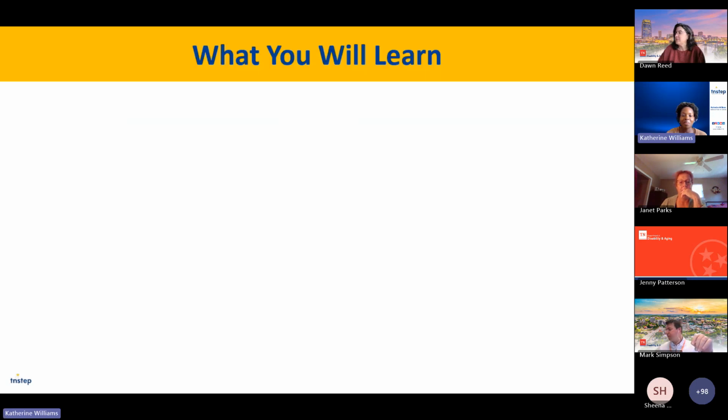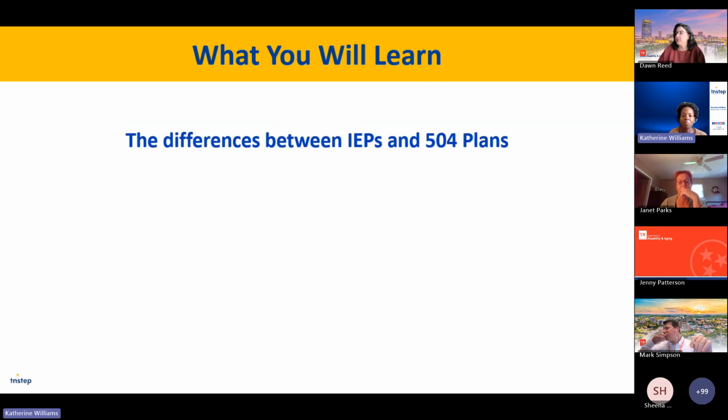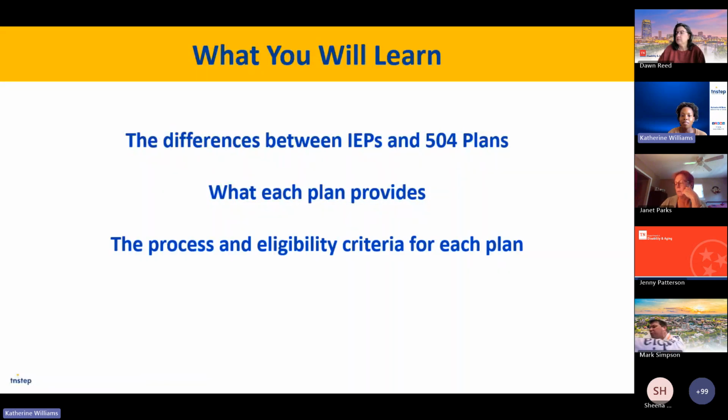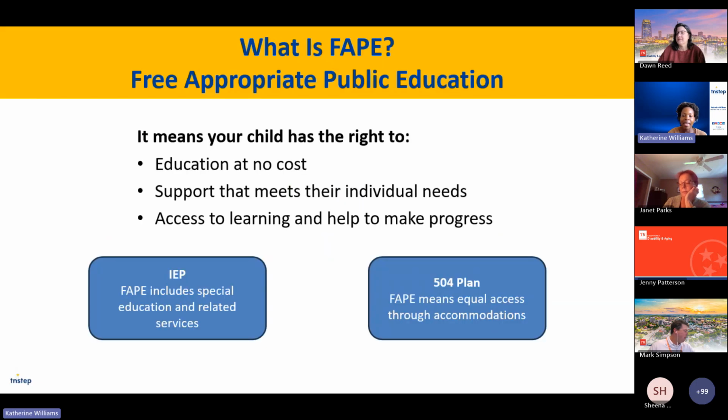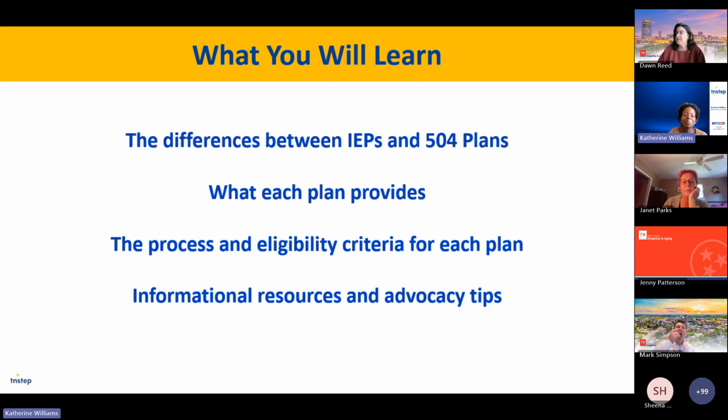All right. So now we will go over what we're going to learn today. We're going to learn about the differences between IEPs and 504 plans. We'll also learn what each plan provides, the process and eligibility criteria for each plan, informational resources and advocacy tips, and oh, I thought we had one more. So those are the 4 things that we will be learning about today.